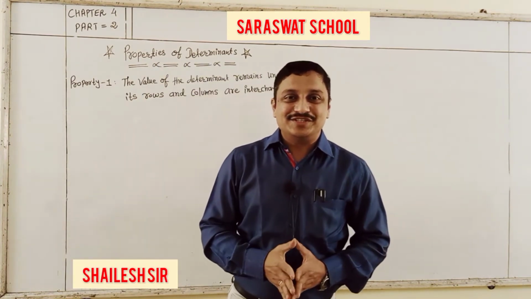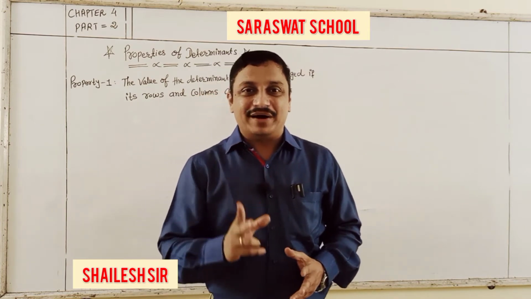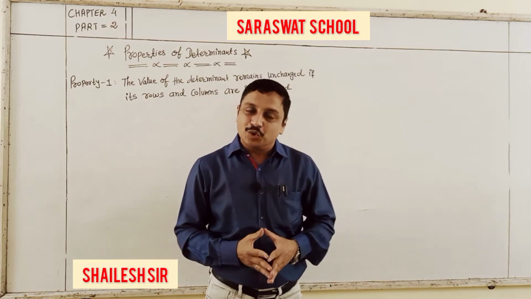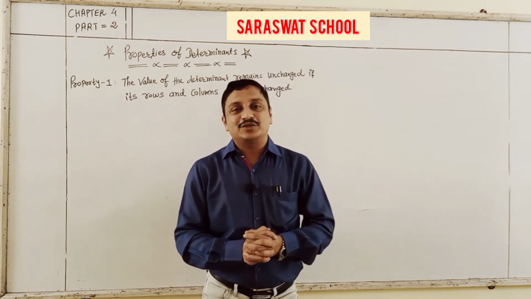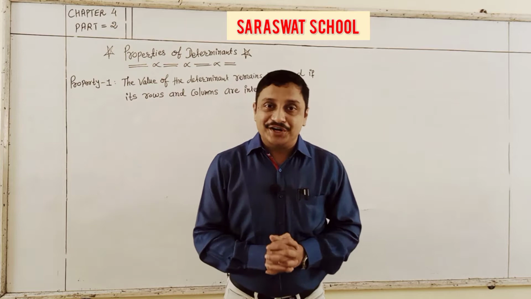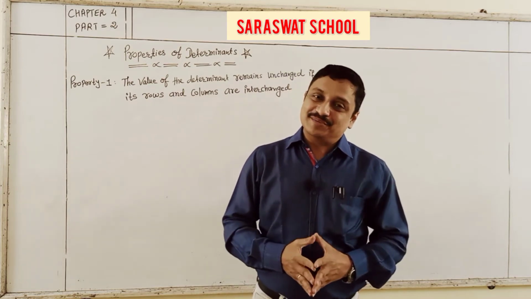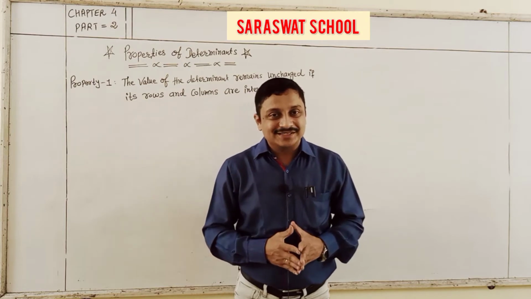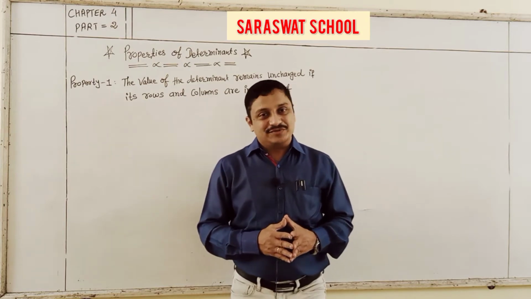Today I explain chapter number 4, second part. In the first part, students, I explained the basic definitions row-wise. Today I explain the various properties of determinants. In a determinant there are a total of 6 properties, so one by one I explain them in this video.